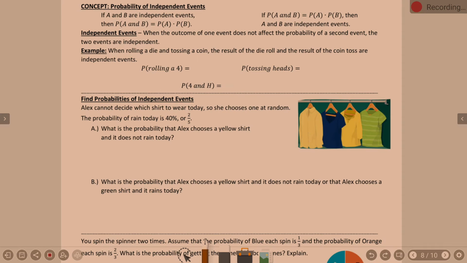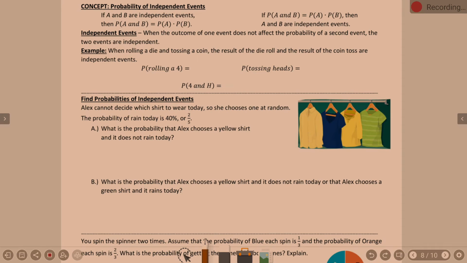When rolling a die and tossing a coin, the result of the die roll and the result of the coin toss are independent events. Because what you roll on a die, is that going to affect what you get when you flip a coin? No. Rolling the die, flipping a coin, two totally independent things, okay?